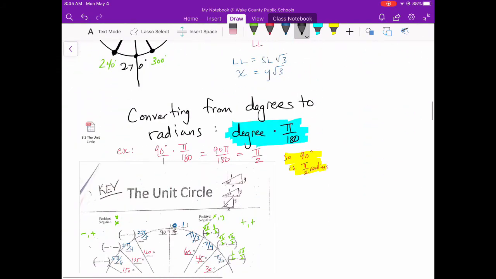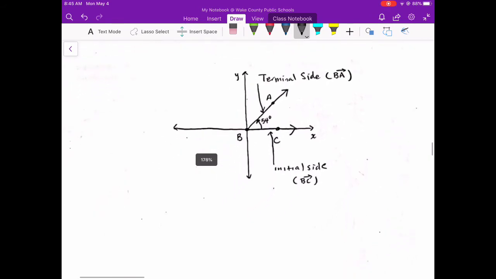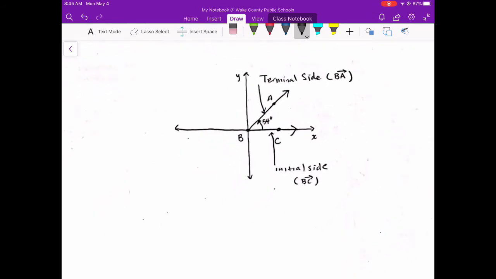Let me slide down here onto this to give you a good picture. All right, so again, this is what we mean by the terminal side and the initial side. The angle right here is formed by the terminal side, which is acting like that radius, and the initial side, which is acting like that x value. Those two make an angle whose vertex is the center of the circle. And that arm opens up counterclockwise and just gets bigger and bigger and bigger. This is what I'm talking about, this idea.